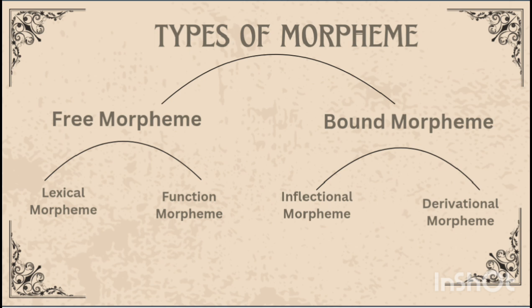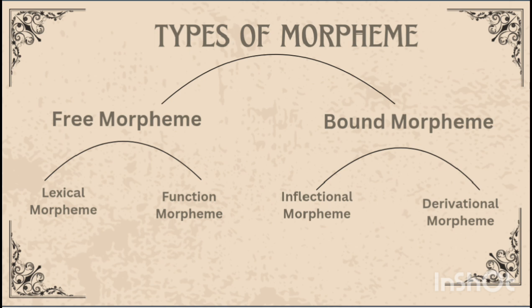Okay, so we have two basic types of morphemes. First is free morpheme and second is bound morpheme. Now I will tell you in the next slide what free morphemes and bound morphemes are. First we see that in free morphemes we have two further types: lexical morpheme and second is functional morpheme. Functional morphemes are also known as grammatical morphemes.